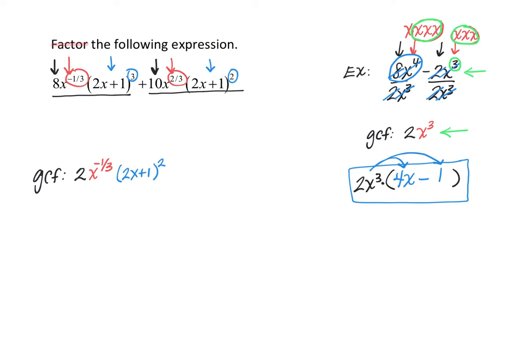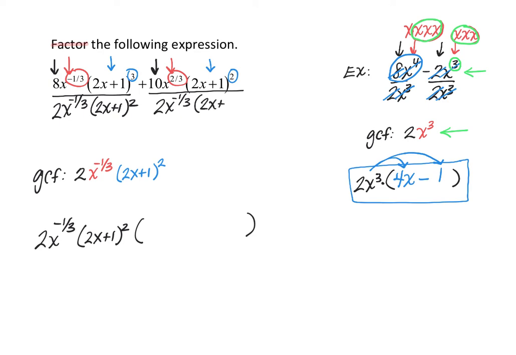Now, whatever our greatest common factor is, remember we're factoring that out, so that will be rewritten out here. 2x to the negative 1/3 times 2x plus 1, the quantity squared. And then we want to go ahead and factor that out and determine what remains. I recommend that you go ahead and write the division because it will help you in the beginning until you feel more comfortable doing these in your head. So we're dividing each of these terms by 2x to the negative 1/3 times 2x plus 1 squared. So we're going to simplify these division problems and see what remains.